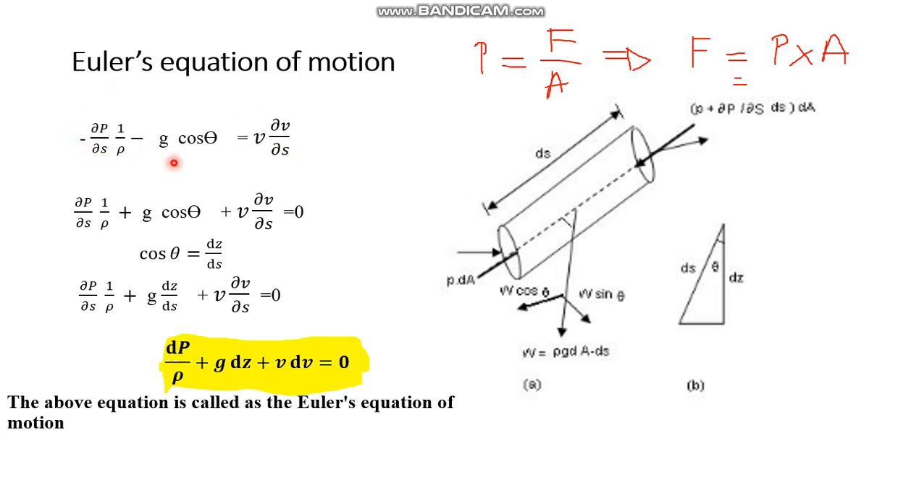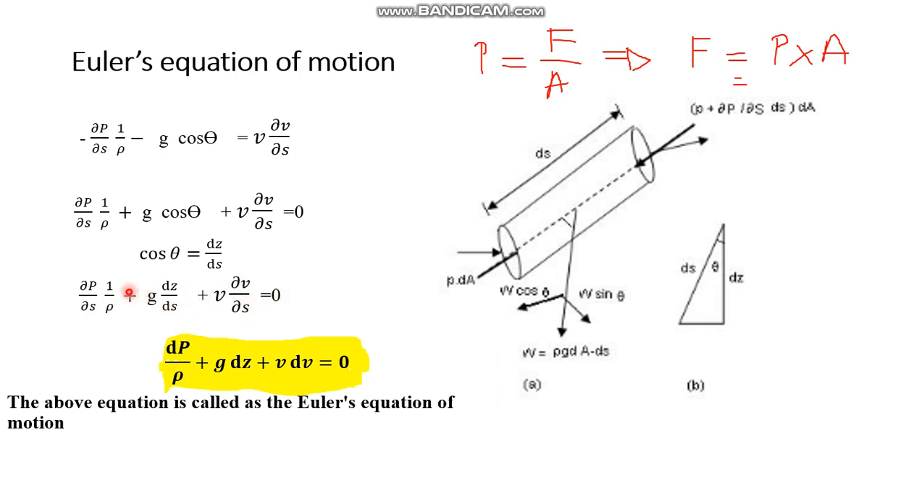On rearrangement, I am taking this side equal to 0, but cos theta is equal to dz by ds, where dz is in the vertically downward direction, corresponding to the length of the fluid element. This will form a right-angled triangle, in which cos theta is equal to dz by ds. Then substituting this in the equation, we get dou p by dou s into 1 by rho plus g dz by ds plus v dou v by dou s is equal to 0.